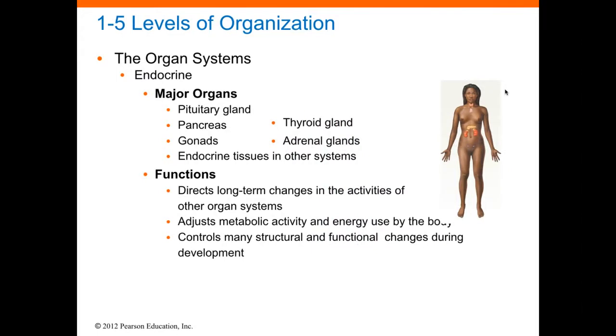Endocrine system, the major players: in the brain, we have the pituitary gland, and we have the pancreas that's regulating blood sugar and also releasing digestive enzymes. The gonads would be the testes and the ovaries that produce sex hormones. The thyroid gland is in the throat and is involved in producing T3, T4. T4 is thyroxine, T3 is triiodothyronine, and calcitonin.